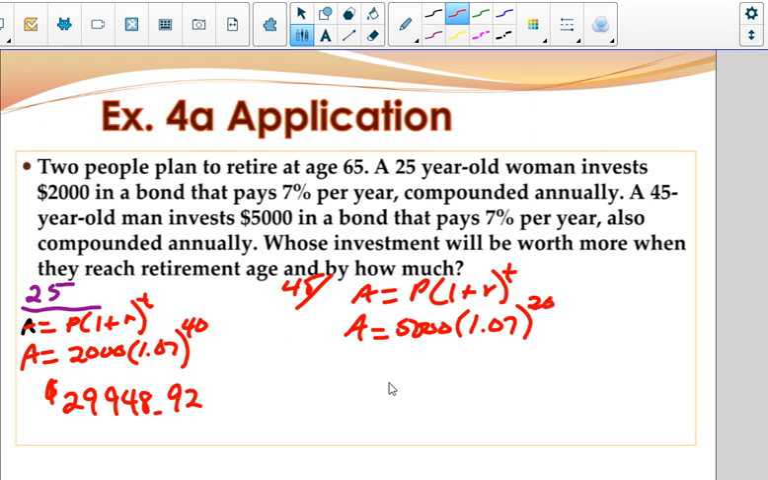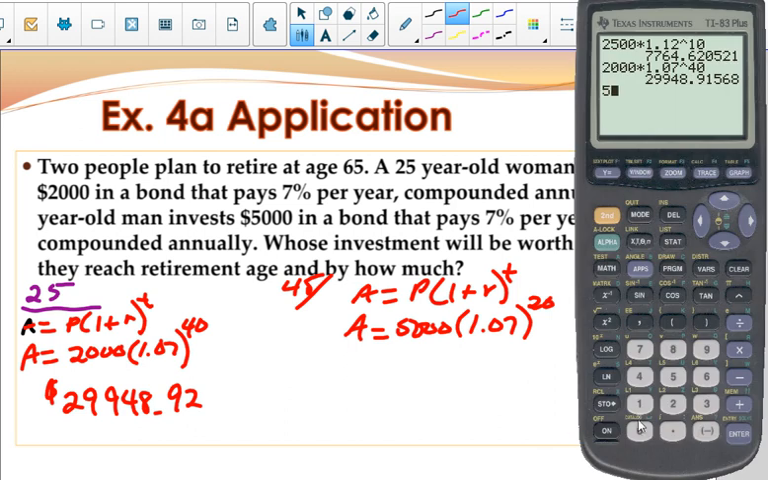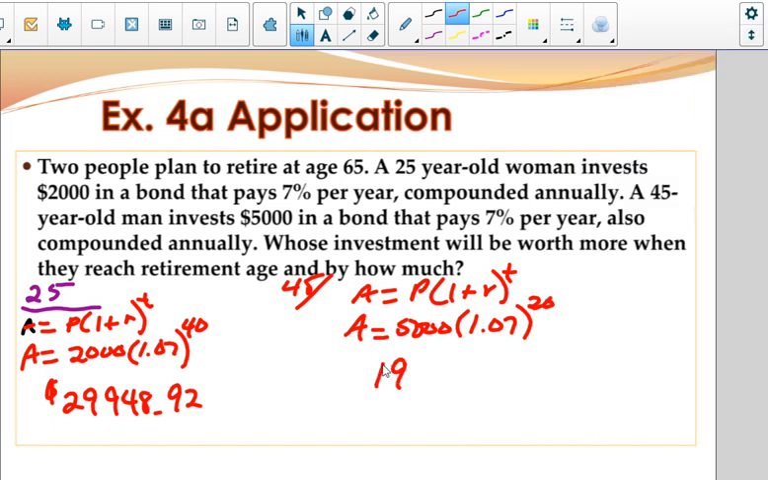I come to the calculator, so you got 5,000 times 1.07. Raise that to the 20th power. That gives us $19,348.42, so 19,348 and 42 cents. So who's worth more? The 25-year-old, her amount is worth more.